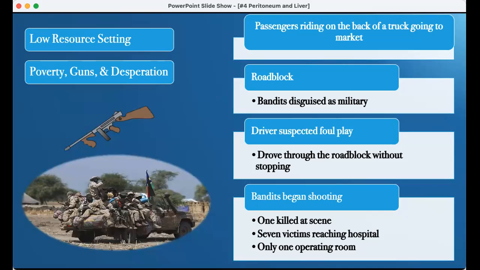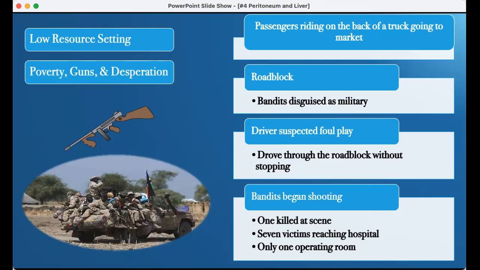All right, let's go on to another subject. I'm just going to present another case. This is when I was working in a low resource setting. This is the story about some passengers that were riding on the back of an open bed truck, and they got stopped by a roadblock. These were a bunch of desperate guys that dressed up like army and were planning to rob all the passengers. The driver suspected that they were not true military, and so he started to drive through the roadblock without stopping. So the bandits just started shooting everyone.